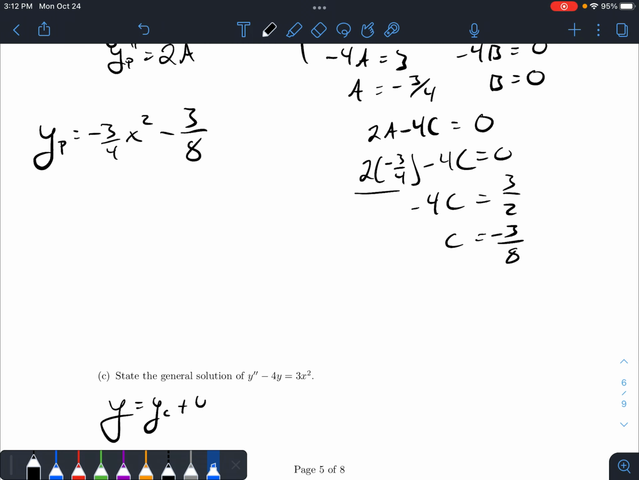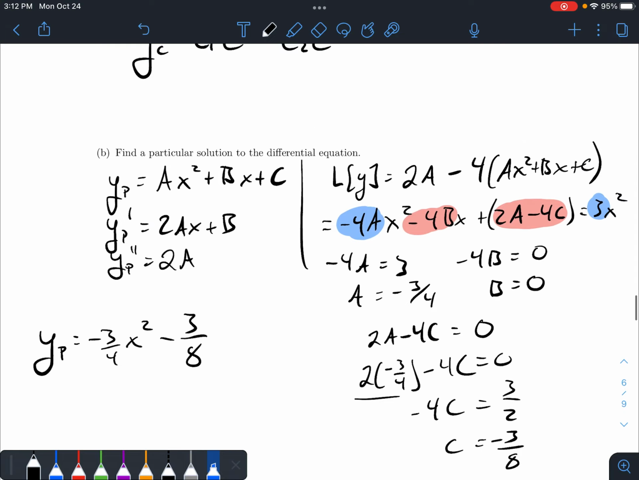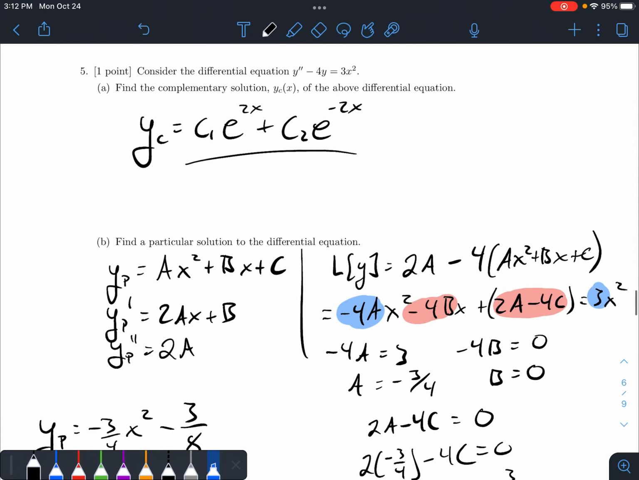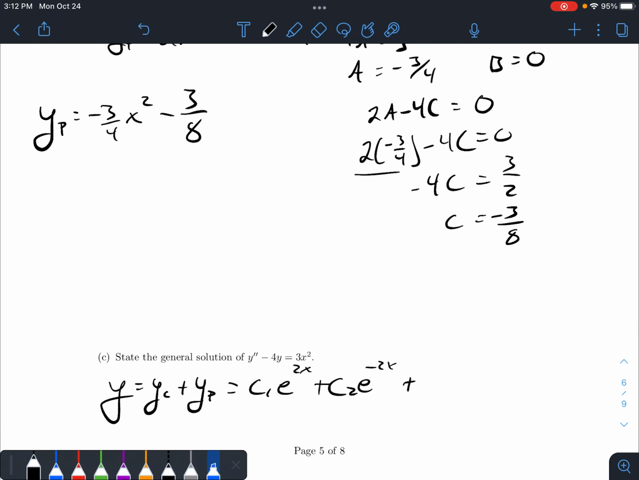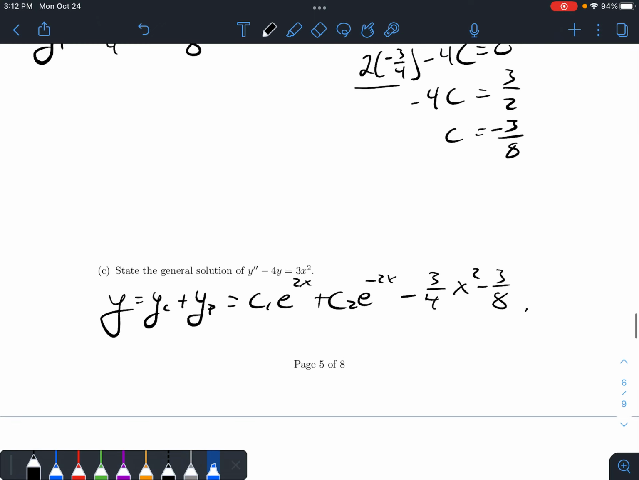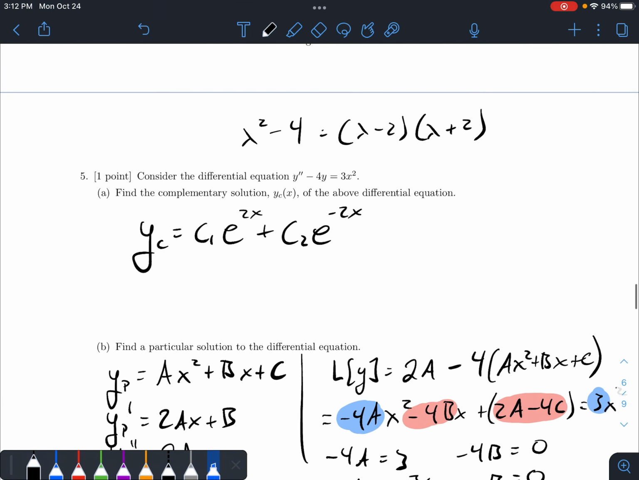And so our general solution is equal to our complementary plus our particular, which was c1 e to the 2x plus c2 e to the negative 2x. If I copied that down right, yeah, I did. Remember that. And then plus our particular solution, which is, yeah, they're both negative. So we get that. All right, that's that.